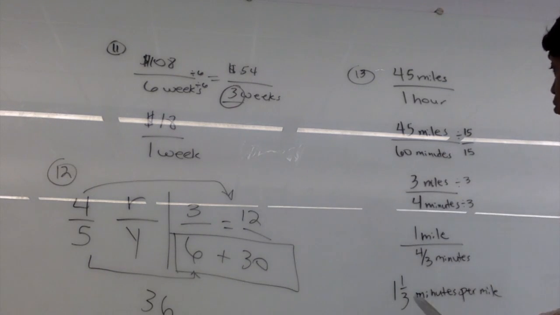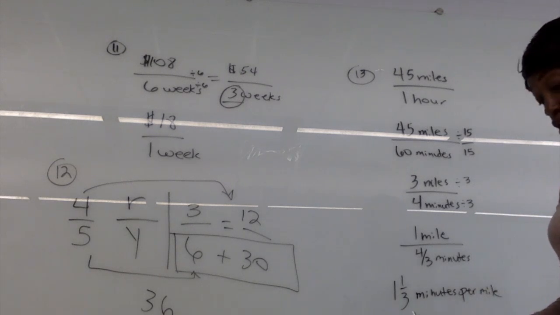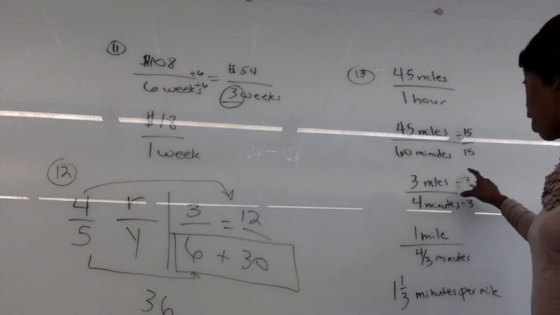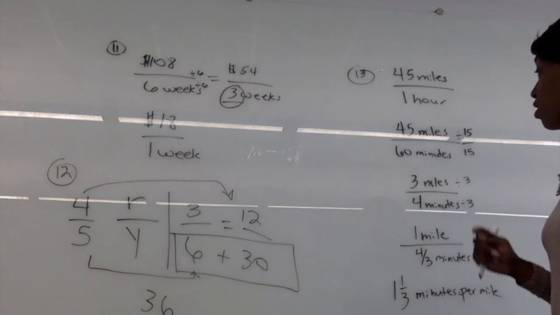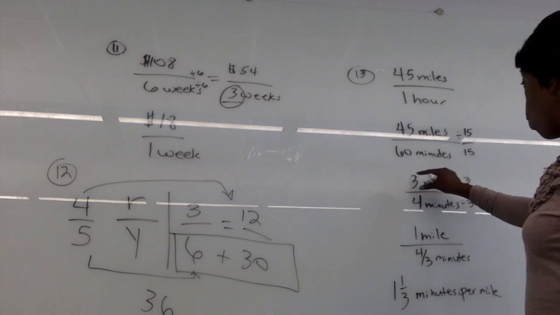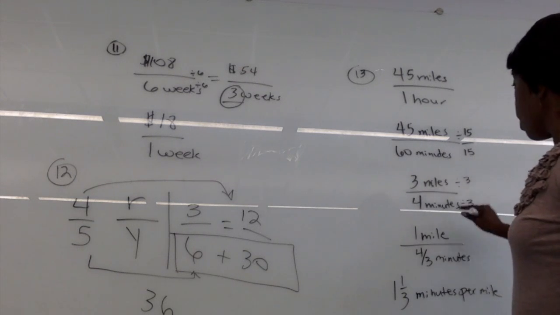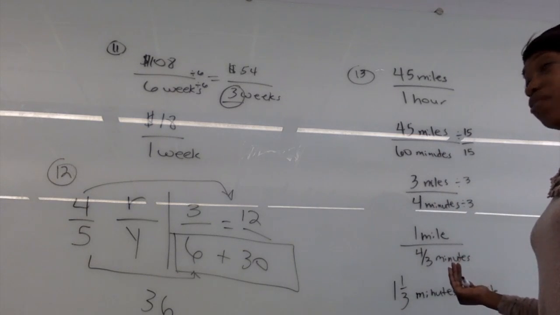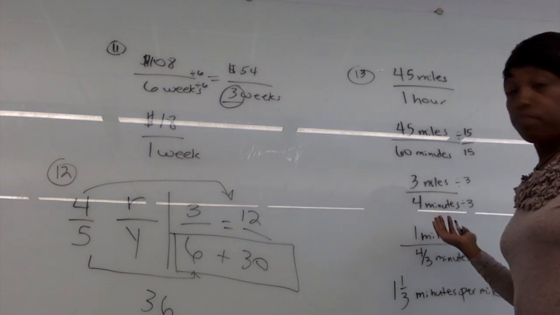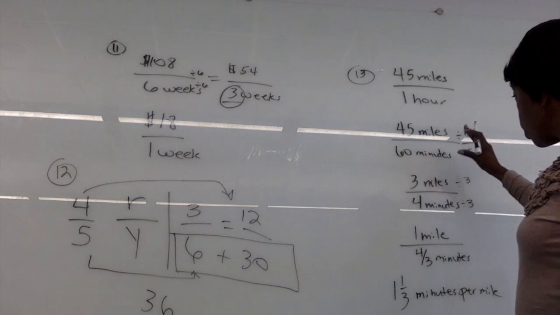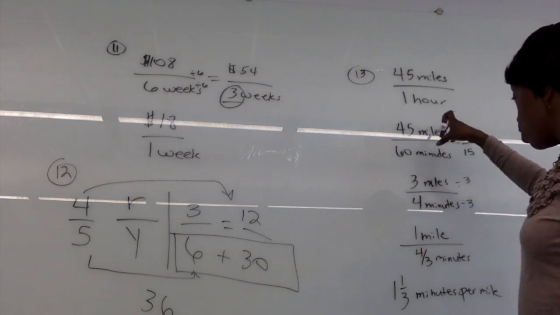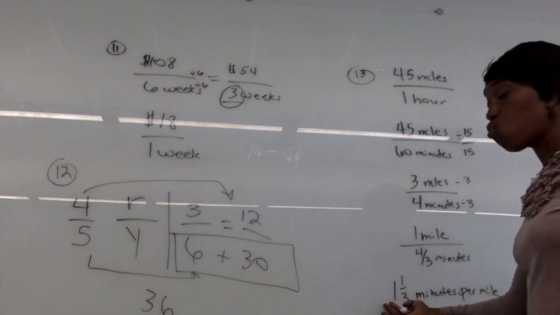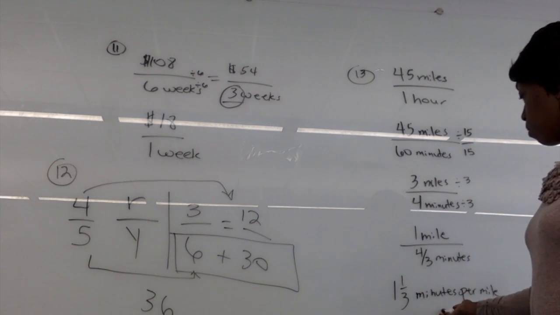How we found this, you have to basically go back to the question. If they were asking us how much for 1 minute, then we would be dividing by 4. But they asked us how much for 1 mile, so we have to go to where the miles is. Even if you wrote yours and put your minutes in the numerator and your miles in the denominator, it would not matter because you will have it flipped and you will still be able to see that it will still be 4/3 minutes. So your final answer is 1 1/3 minutes per mile.